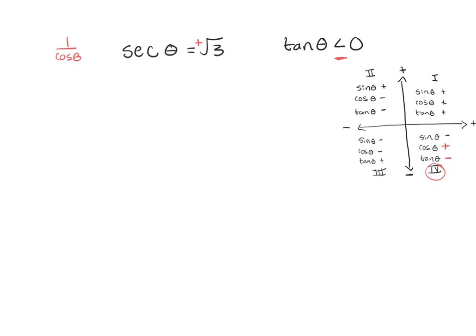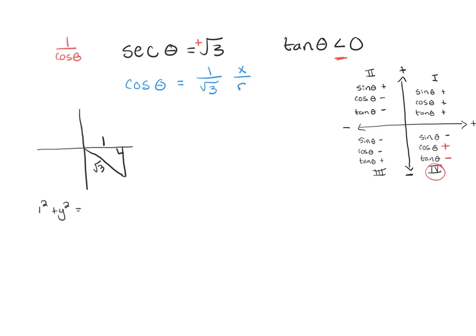So before I draw the picture, let's think about this. Cosine is going to be 1 over the square root of 3. And cosine is x over r. So if I draw my triangle in this quadrant, I'm going to go right 1, and then the hypotenuse is the square root of 3. So then to find the y value, we've got 1 squared plus y squared equals the square root of 3 squared. So y squared, that's 3, take away 1, there's 2. So this is the square root of 2.